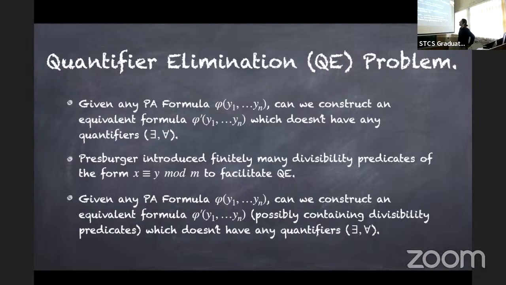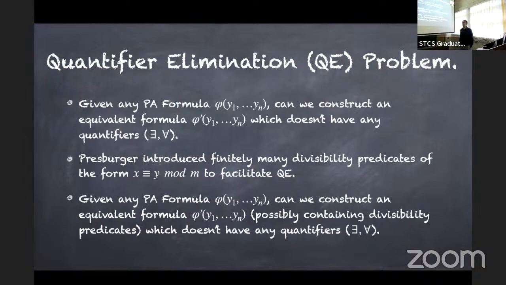But Presburger noticed that if you introduce finitely many divisibility predicates, which are of the form x is congruent to y mod n, so that means x minus y is a multiple of n, then if you extend your logic with this set of predicates, you can indeed do quantifier elimination. And that is exactly what he did. So this does not increase the expressiveness of the original logic, because this kind of predicate could be written with an existential quantifier. So it's like saying y is a multiple of 3.